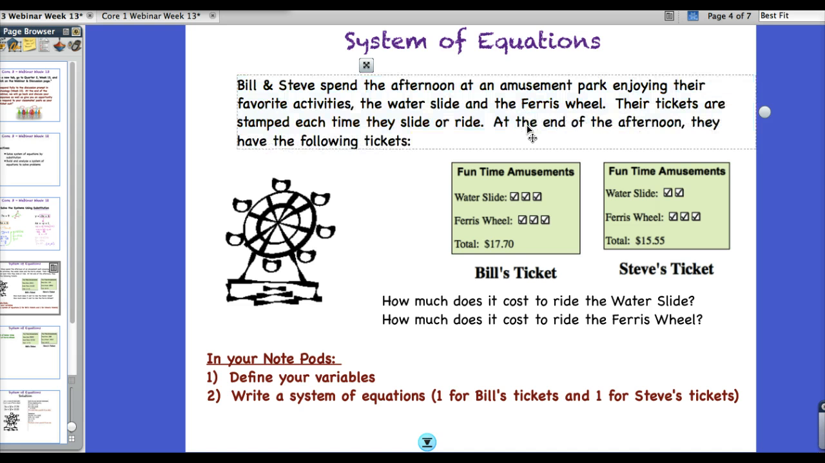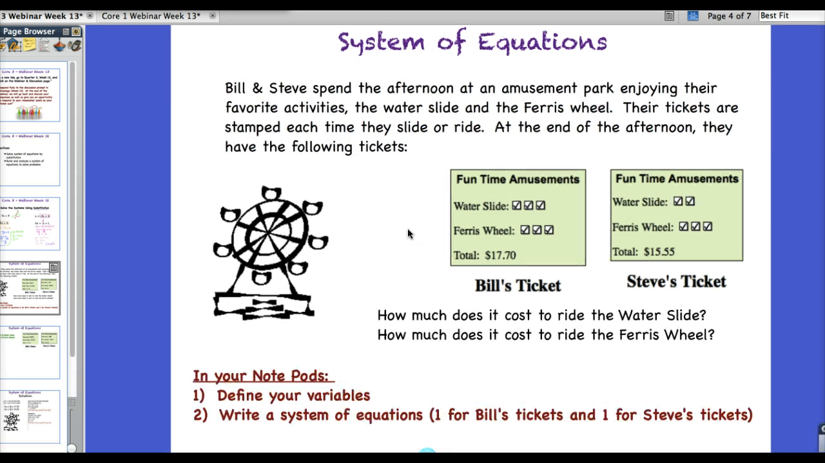At the end of the afternoon, they have the following tickets. This is how they were stamped. Bill's came to a total of $17.70. He rode the water slide 3 times and the Ferris wheel 3 times. Steve at the end had to pay $15.55. He only rode the water slide twice and the Ferris wheel 3 times. So ultimately what we're trying to do is determine how much it costs to ride the water slide and how much it costs to ride the Ferris wheel, and that's what you guys are trying to figure out.